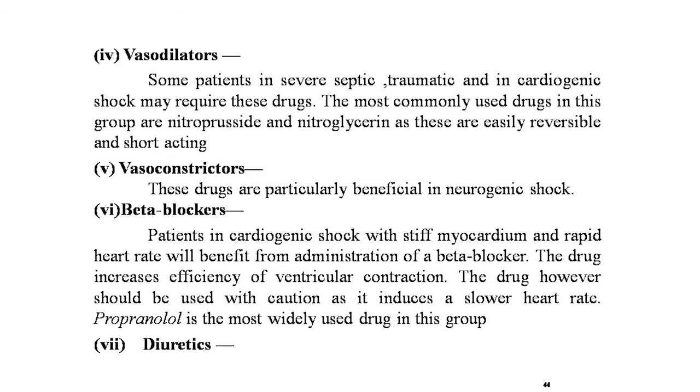Beta blockers: a patient in cardiogenic shock with stripped myocardium and rapid heart rate will benefit from the administration of a beta blocker. The drug increases efficiency of ventricular contraction. The drug, however, should be used with caution as it induces a slower heart rate. Propranolol is the most widely used drug in this group.